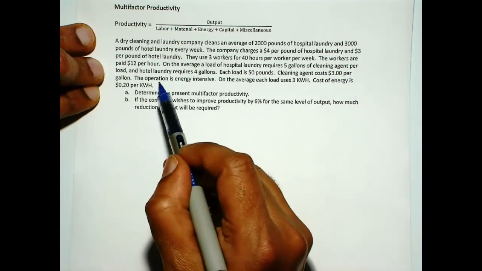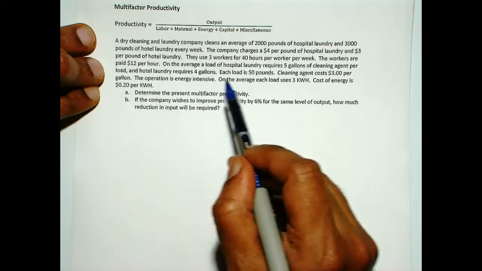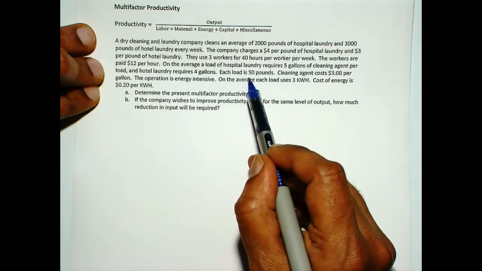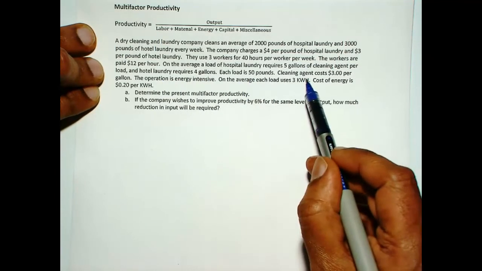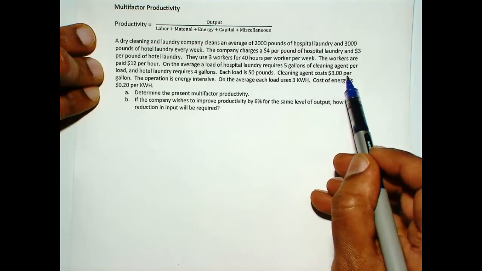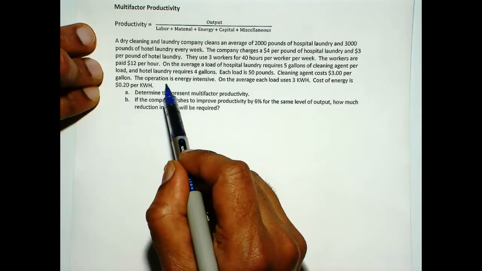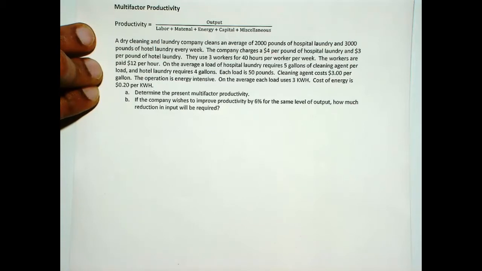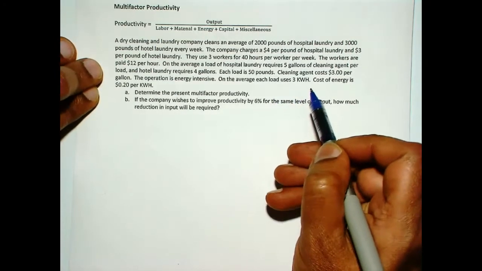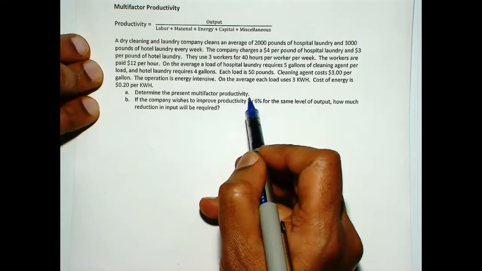Now each load is 50 pounds. Cleaning agent costs $3, and then there is a third input, which is energy. On the average, each load uses 3 kilowatt hour. So now we want to determine the present multi-factor productivity. So let's start with output.